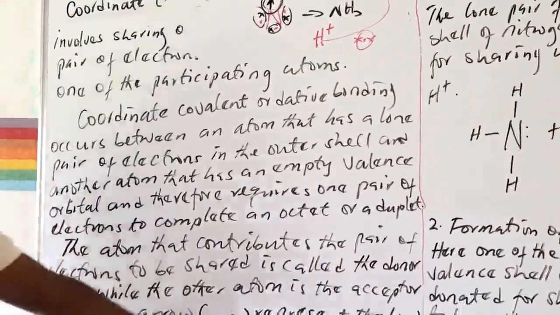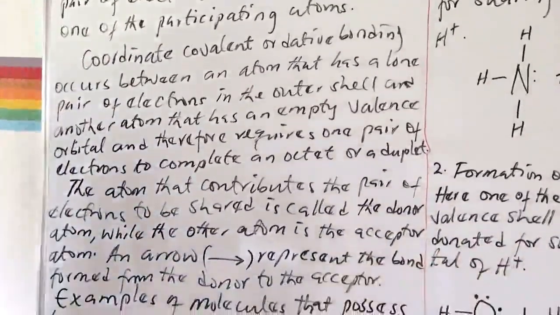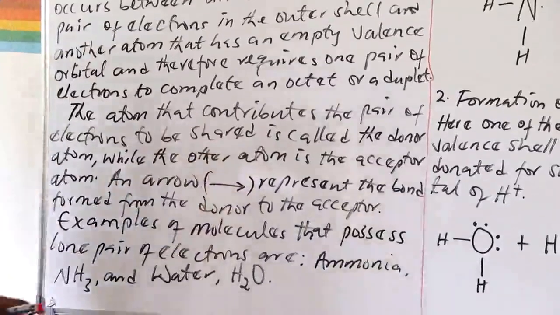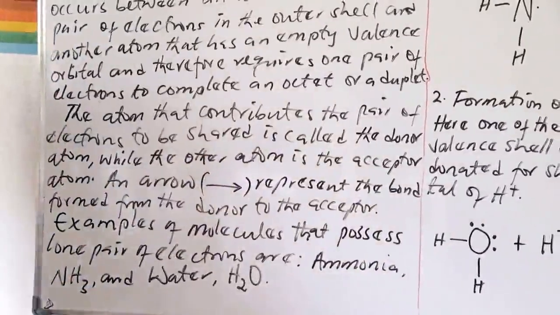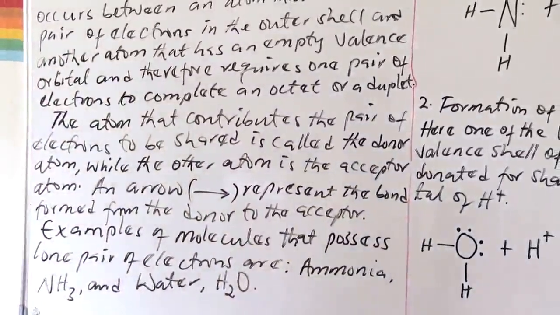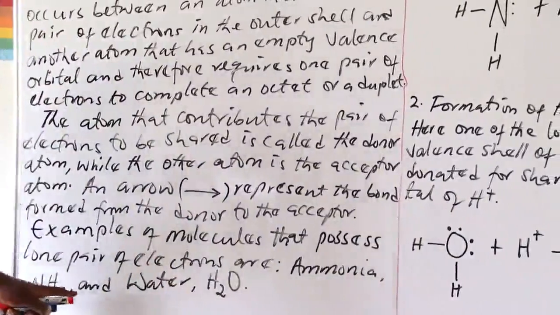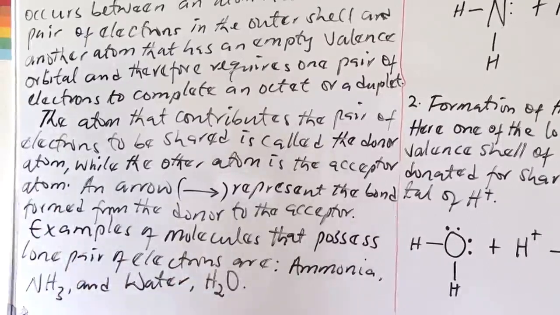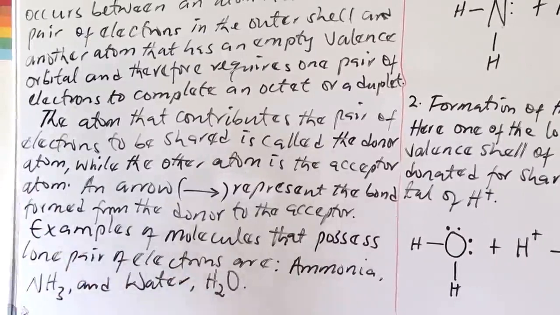Okay, examples of molecules that possess a lone pair of electrons are ammonia and water. They are not the only ones, but these are the typical examples. We have ammonia, NH3, and water molecule, H2O. They are the most common examples of molecules that possess what we call a lone pair of electrons.